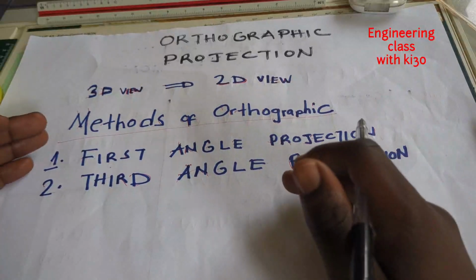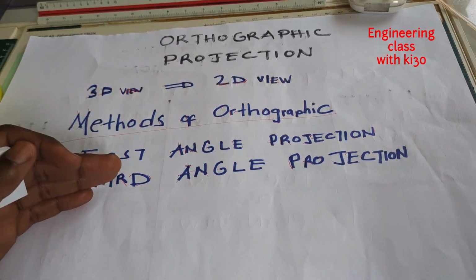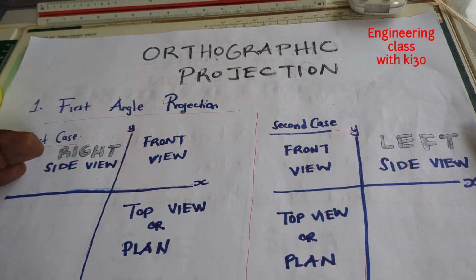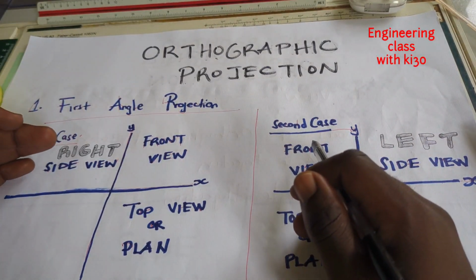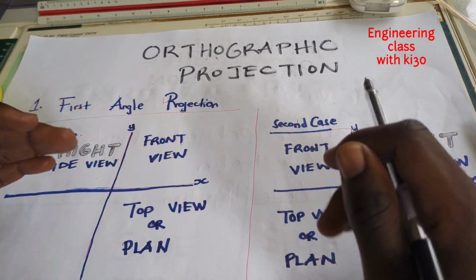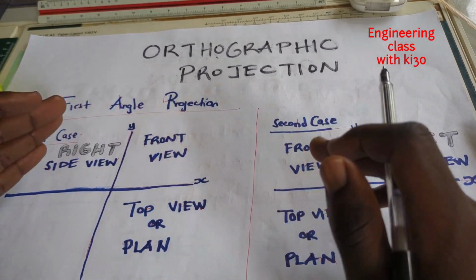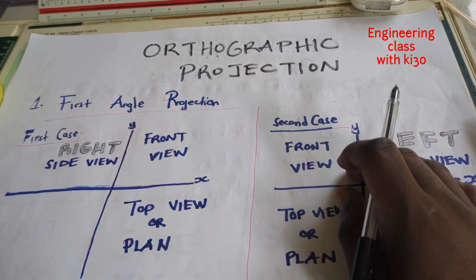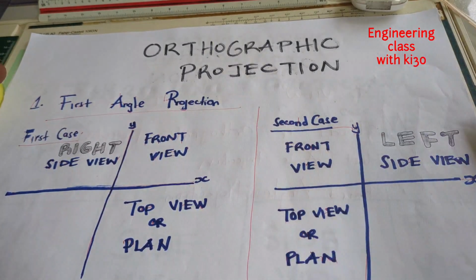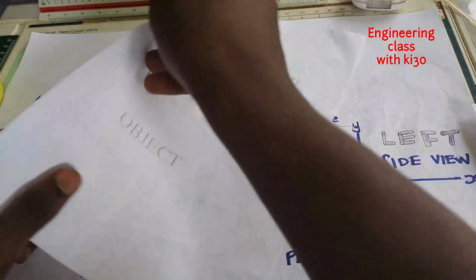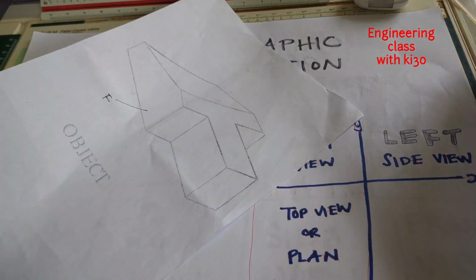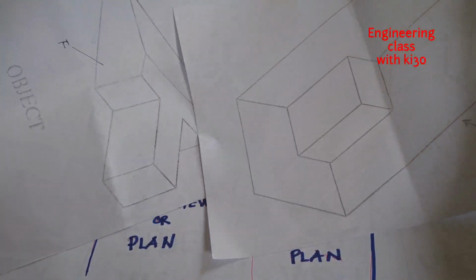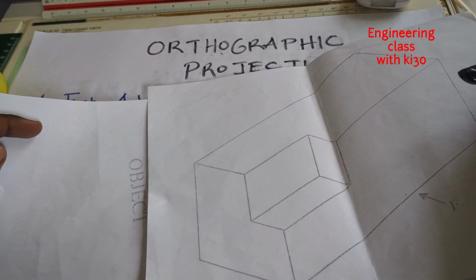Let us not waste time. Let us start with the first angle projection. In the first angle projection, we are going to see how to present the views. For the first angle projection, we shall have two cases. For the first case, we shall discuss our objects here. We have two objects that we shall discuss in today's class, which will help us get a good knowledge of orthographic projection.